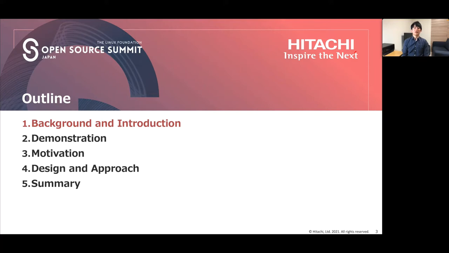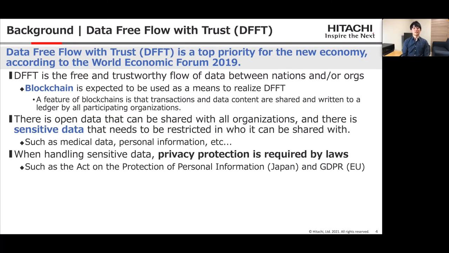In this section, I'll explain some background on the market needs and give an introduction that includes how blockchain works. Background: according to the World Economic Forum 2019, the realization of Data Free Flow with Trust, DFFT, is a top priority for the new economy. Data Free Flow with Trust is the free and trustworthy flow of data between nations and organizations. As a means to realize it, we expect the utilization of blockchain technology.